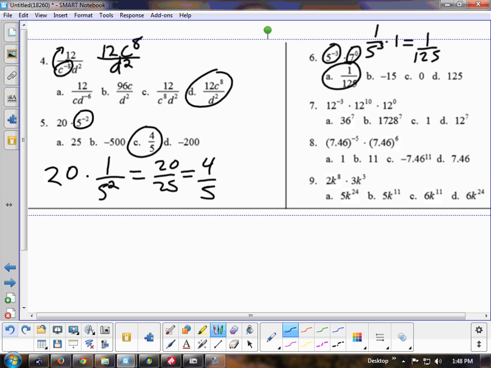Looking at number 7, we can use the rules for multiplying powers. Instead of figuring it out right away, you're going to add the powers, because these all have the same base. So what you have is negative 3 plus 10 plus 0, which equals 7. So it's going to be 12 to the 7th, which is this here, D.